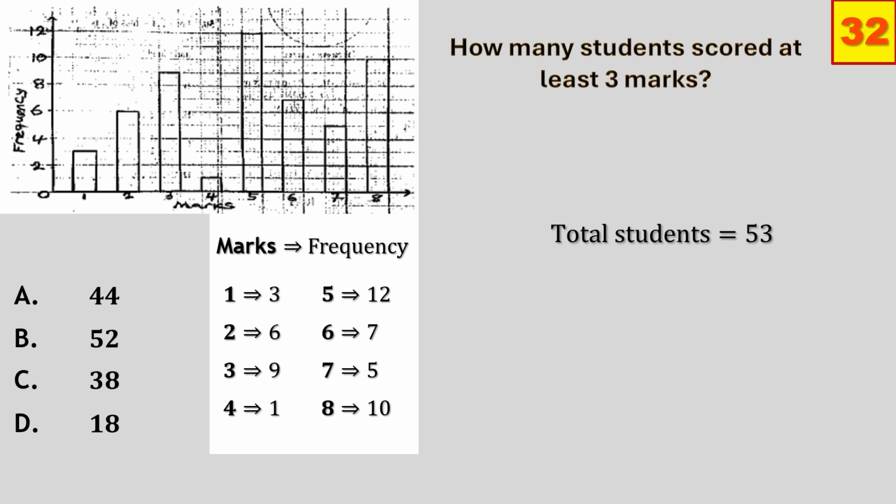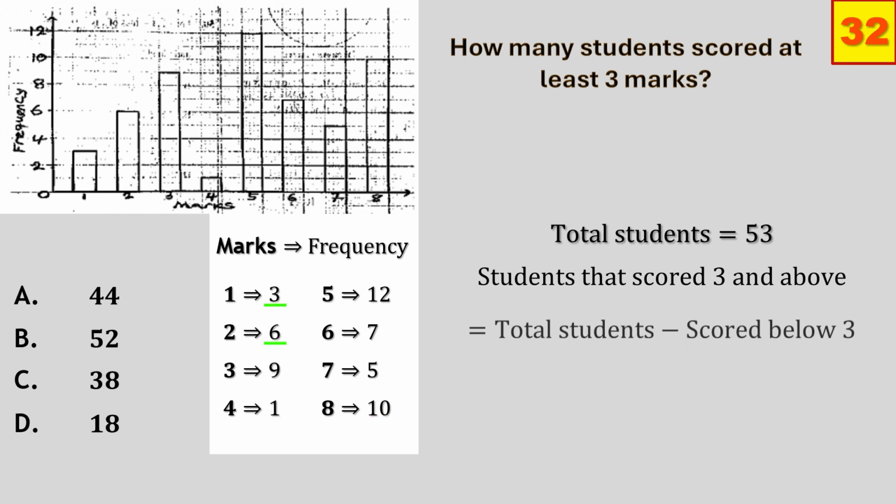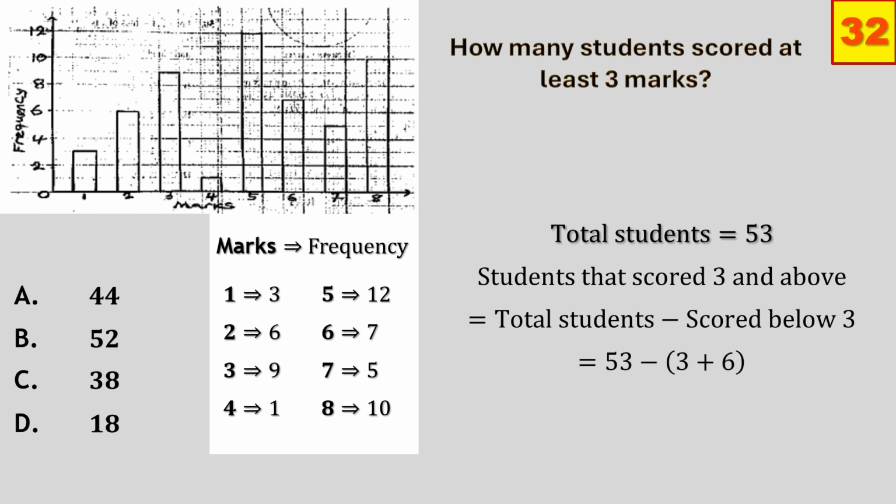How many students scored at least 3 marks? Scoring at least 3 marks is the same as scoring 3 or above. Instead of adding these numbers, simply subtract the number of students that scored below 3 from the total number of students. 53 minus 9 is 44, and that is the answer.